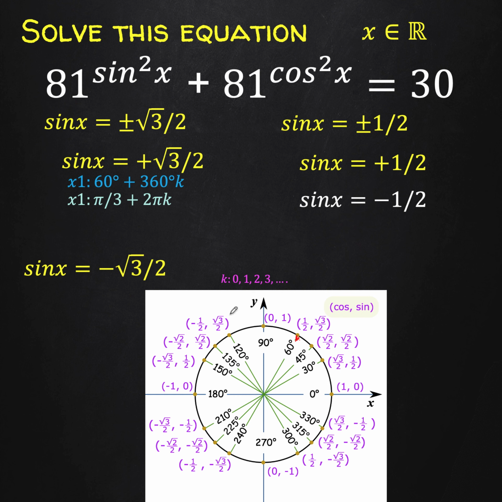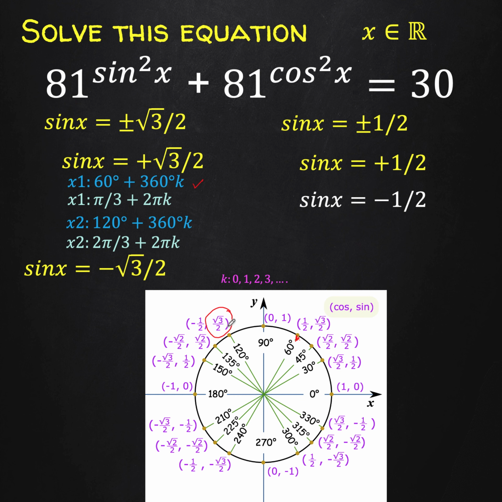Now notice that there's also y equals square root of 3 over 2 here, and the angle is 120 degrees. So our second value for x is 120 degrees plus 360 degrees times a constant k. The same explanation as in the first value for x. And in radian measurement, that is 2 pi over 3 plus 2 pi k.